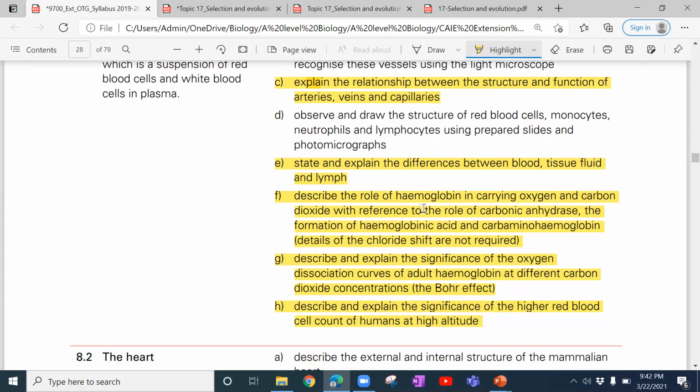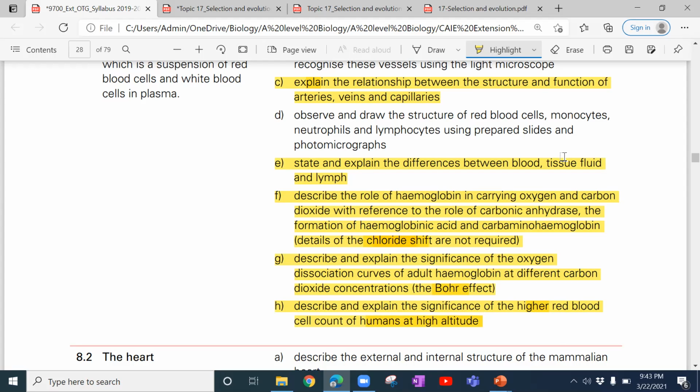Describe the role of hemoglobin in carrying oxygen and carbon dioxide with reference to the role of carbonic anhydrase, the formation of haemoglobinic acid and carbaminohemoglobin. Details of chloride shift are not required. Then describe and explain the significance of oxygen dissociation curves of adult humans at different carbon dioxide concentrations, which is known as the Bohr effect. And describe and explain the significance of the higher red blood cell count of humans at high altitude.